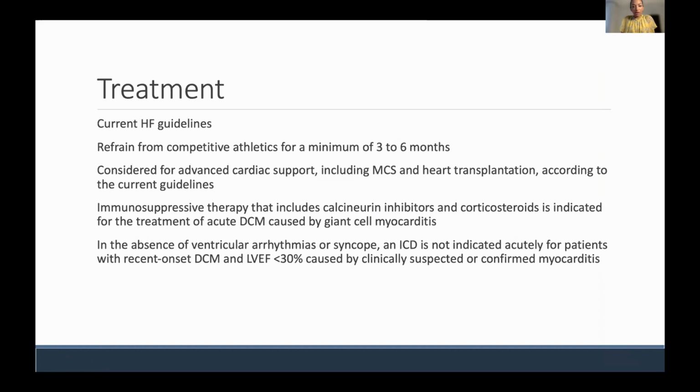Some of these patients, if they have a fulminant presentation, may require advanced cardiac support, such as temporary or even permanent MCS or heart transplant. Immunosuppressive therapy, including steroids and CNIs and other agents, is indicated for the treatment of acute dilated cardiomyopathy caused by giant cell myocarditis. And in the absence of ventricular arrhythmias or syncope, an ICD is not indicated acutely for these patients, since there may be recovery of ejection fraction over time.